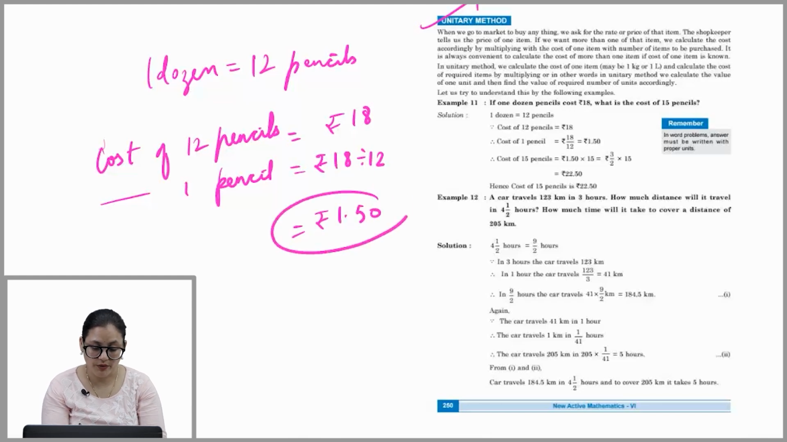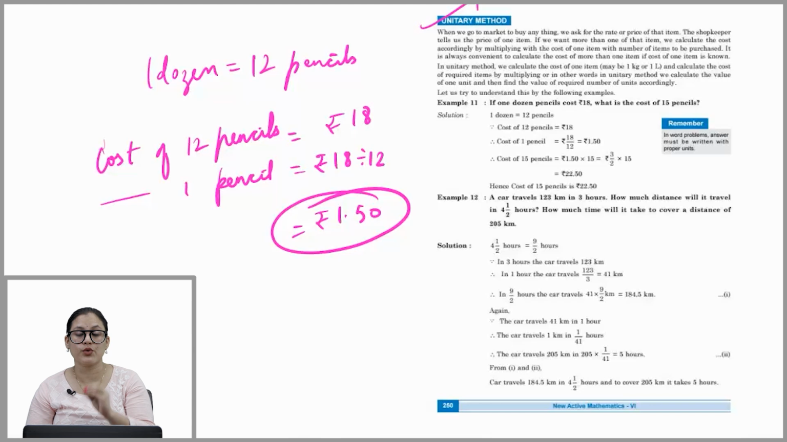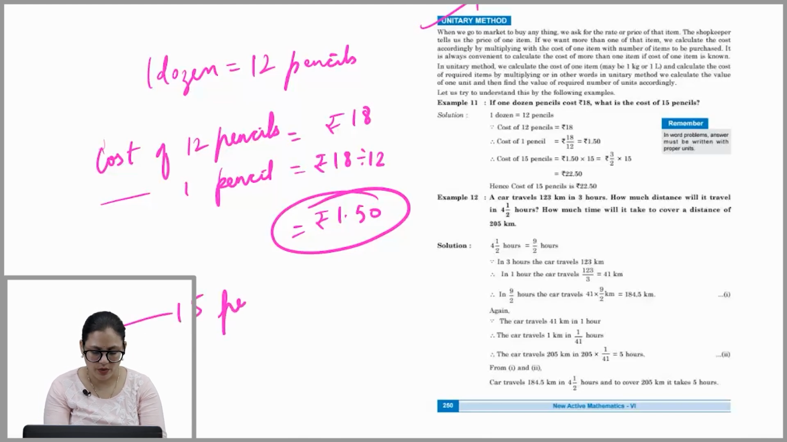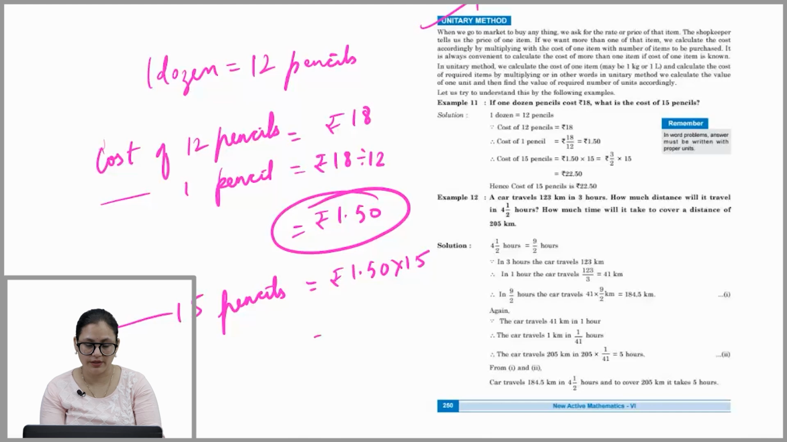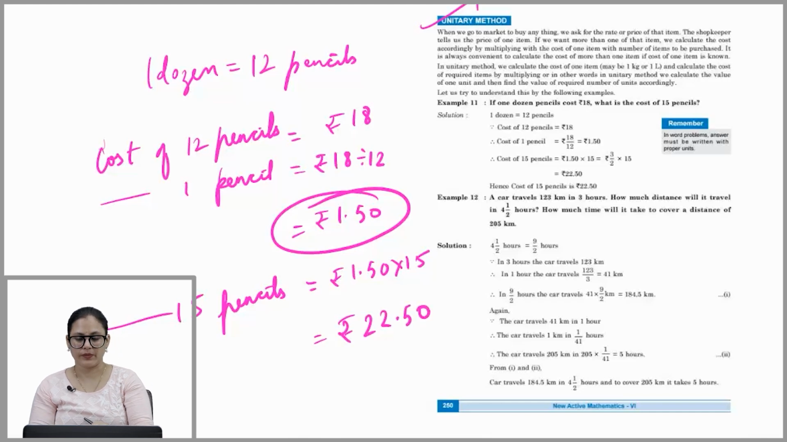Now we have got the price or the cost of one pencil. Now easily we can find out the cost of 15 pencils. So cost of 15 pencils is what? You will multiply rupees 1 and 50 paise by 15. Okay, and here you will get this answer, 22 rupees and 50 paise. Right, students?